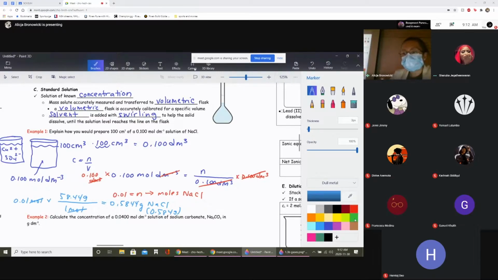Okay, so to make the solution, you would weigh out 0.5844 grams of NaCl and add to 100 cm3 water in a glass.